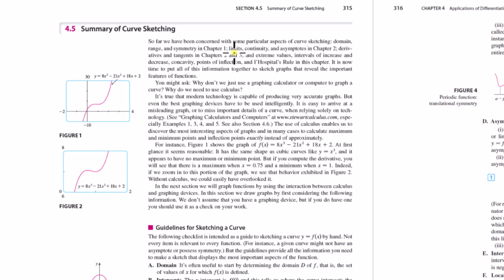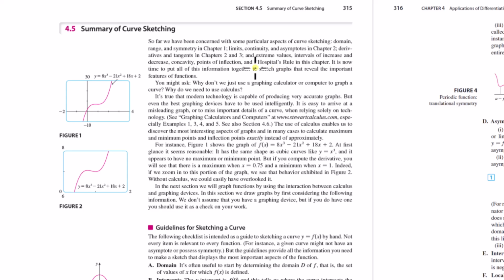Then you can take limits, analyze continuity, look for asymptotes. That's what we did in chapter 2. And then derivatives and tangents in chapters 2 and 3. And then extreme values, intervals of increase and decrease, concavity, points of inflection. That's what we've done so far in chapter 4, and that's what I reviewed in the previous video. And then it says L'Hopital's rule in this chapter, but I skipped L'Hopital's rule. I want to come straight to curve sketching.